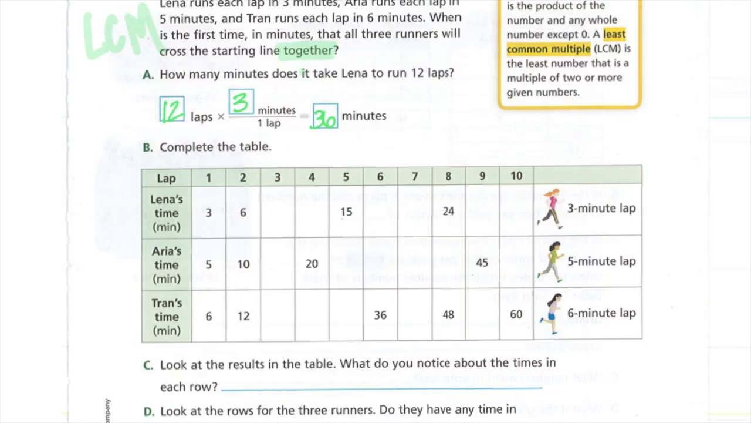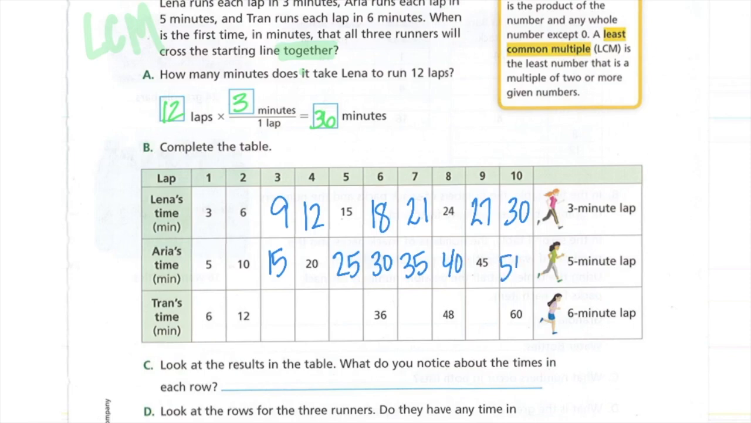So what's our next multiple? 3, 6, 9. Then, good, 12, 15. Yes, 18. 21, 24, 27, 30. Nice job. So we just wrote out the multiples of 3, guys. It's in a fancy table, but that's all we did. Let's do 5s. 5, 10, 15, 20, 25, 30, 35, 40, 45, 50.